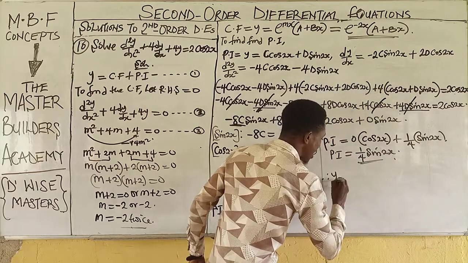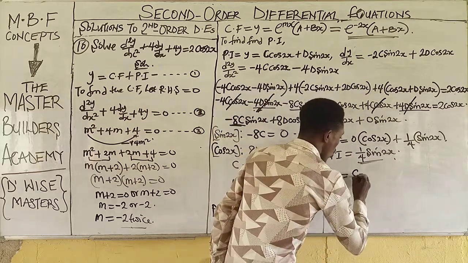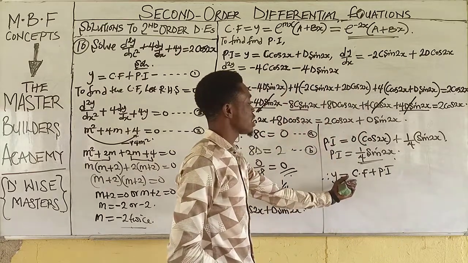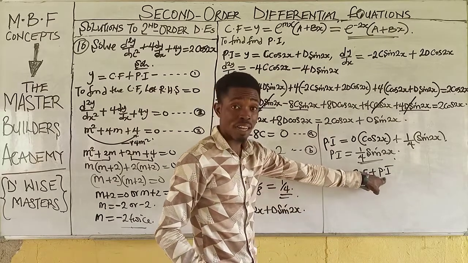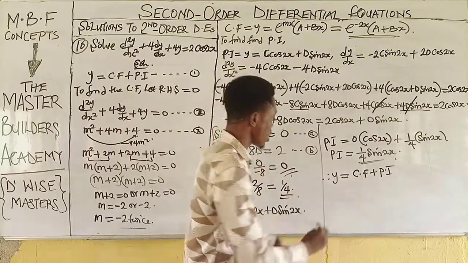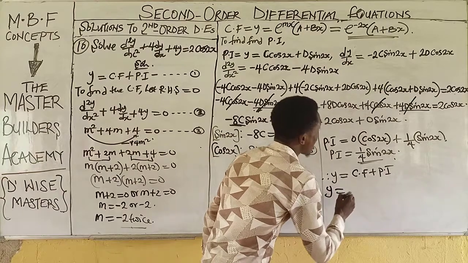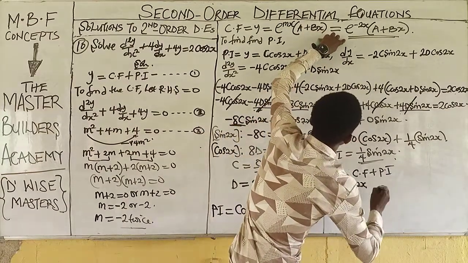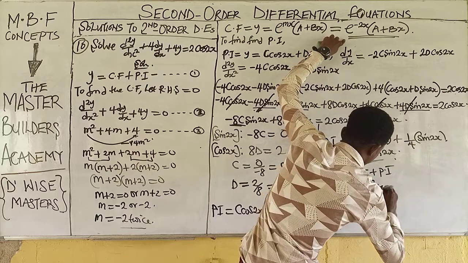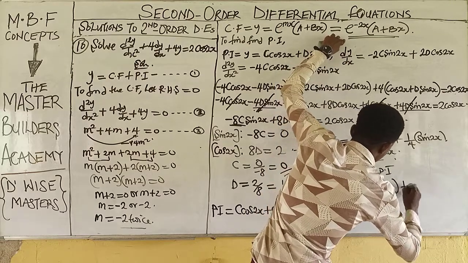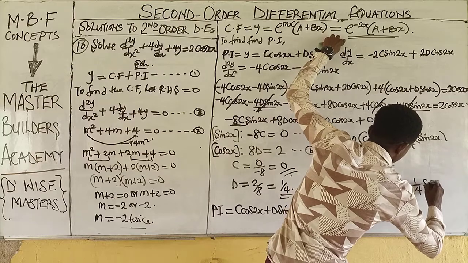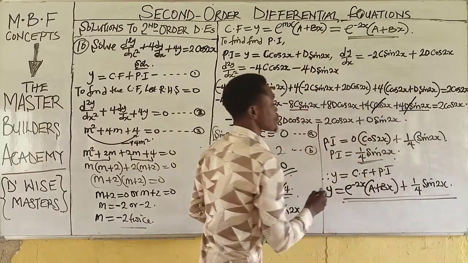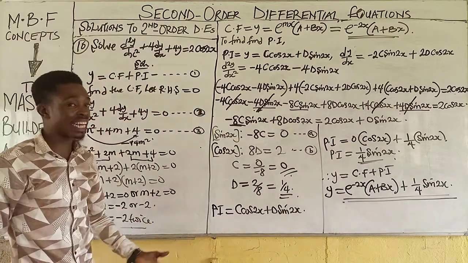Finally, we record that general solution y is equal to complementary function plus particular integral. Now we already obtained the complementary function, we also have the particular integral. So, our general solution is y equals e to the power 2x, open bracket a plus bx, close bracket, plus 1 over 4 sine 2x. This is the answer to this very question.